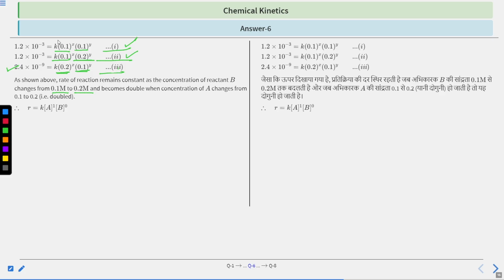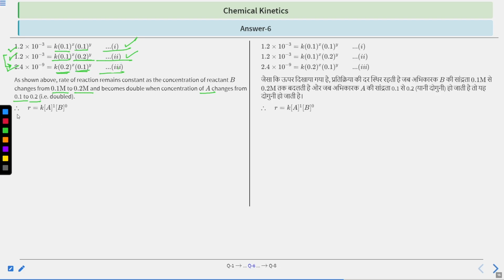So you can see in the first and second equations that if you change the concentration of B from 0.1 to 0.2, there is no effect on the rate of the reaction. The value is the same. But it becomes double when the concentration of A changes from 0.1 to 0.2. When the concentration of A changes from 0.1 to 0.2 in the second and third equations, the rate of the reaction also changes. So that means the formation of C depends on the concentration of A, not the concentration of B.